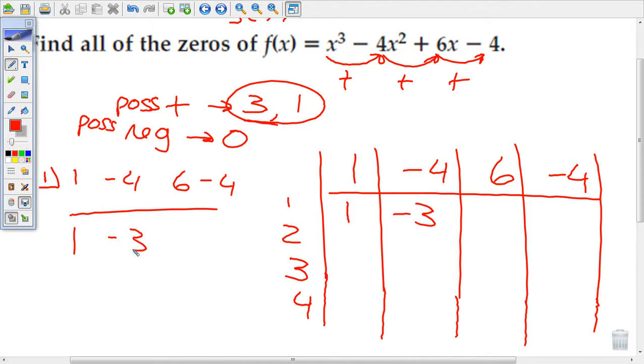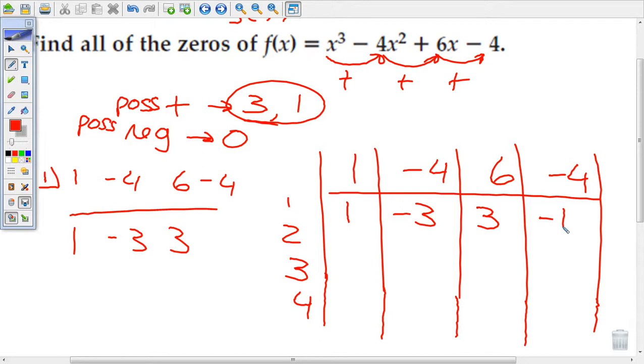What do I do with the negative 3? Multiply by the 1. That's negative 3. Add it to the 6. What's 6 minus 3? So that would go here, right? And then 3 times 1 is 3. Add it to the negative 4. What do you get? Did we get 0? So you're done with 1 then.